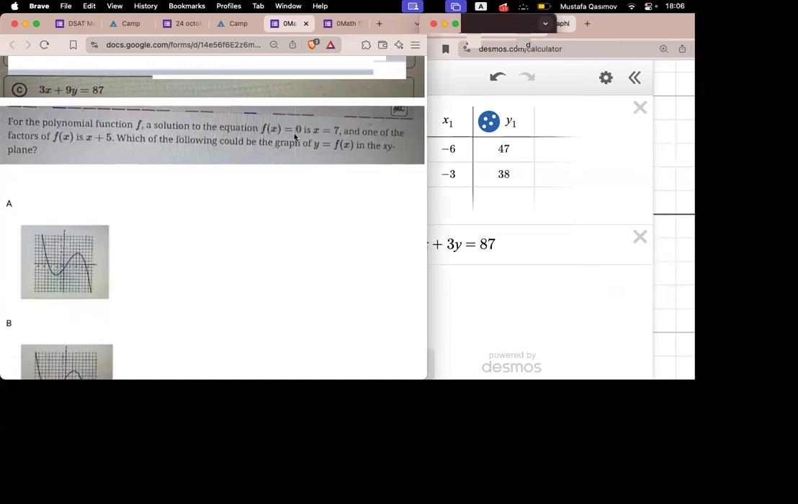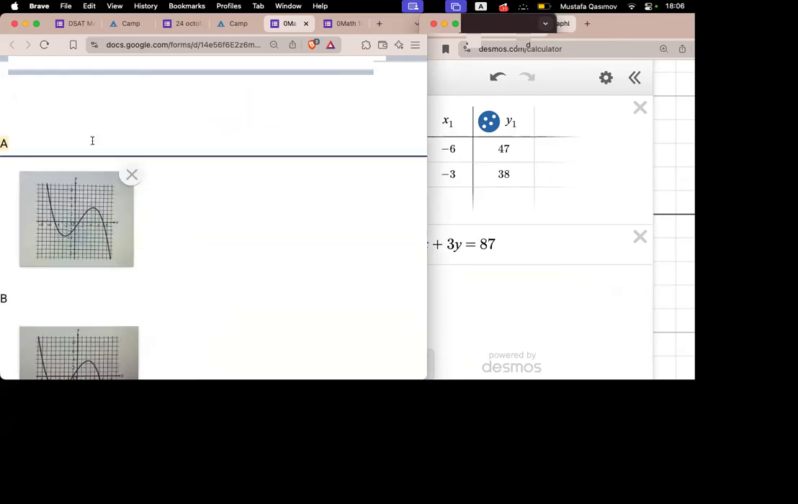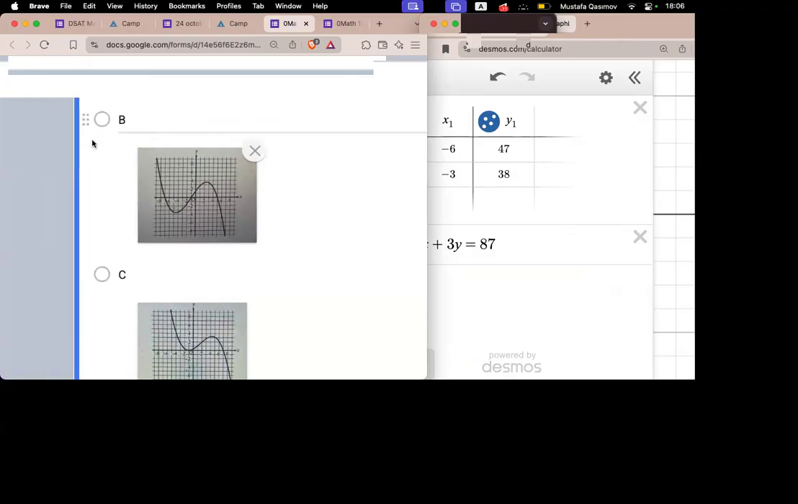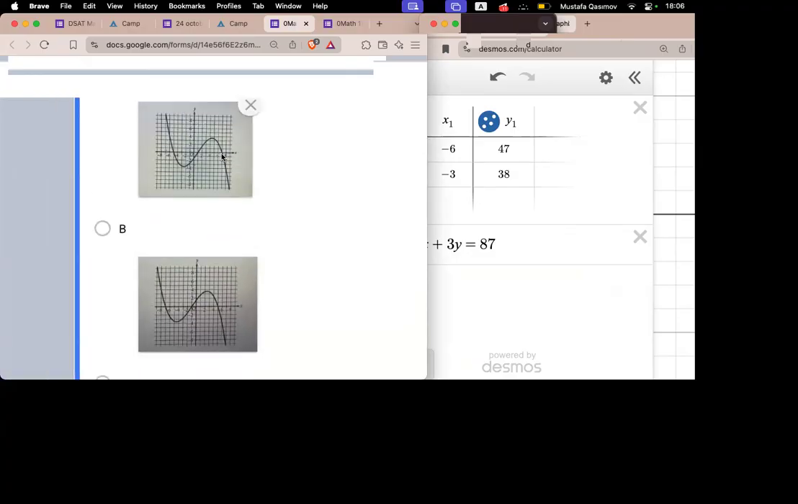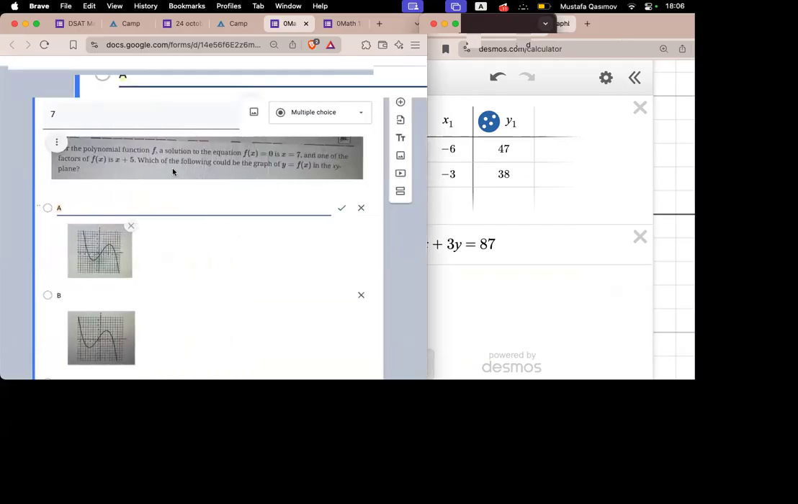When y is equal to 0, x is equal to 7, it means that 7 is an x-intercept. And x plus 5 is a factor, it means that x is equal to -5 is also an x-intercept. So we have here 7 and -5. In option A, we have 7 and -5, so it is correct, because we have 7 as an x-intercept and -5 as an x-intercept.